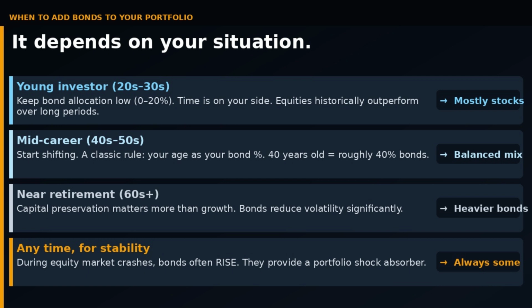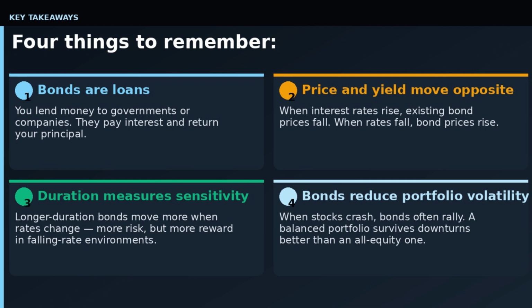When equities sold off 34% in 2020, long-term Treasuries rose over 20%. A 60-40 portfolio fell far less than an all-equity portfolio and recovered faster. Four things to remember. One: bonds are loans. You lend money to a government or company.